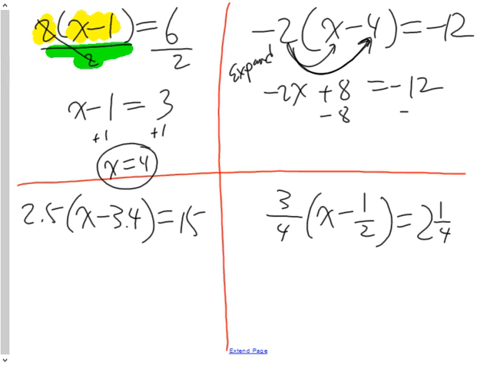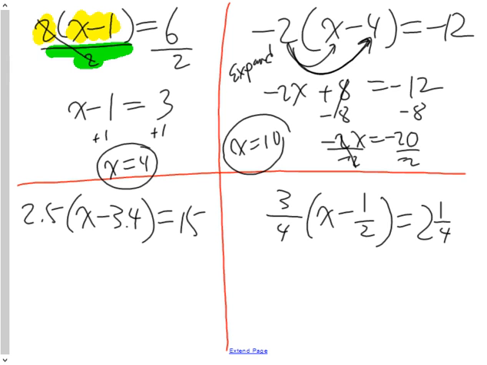You would subtract 8 from both sides. Negative 2x equals negative 20. Divide both sides by negative 2. And x will equal positive 10. So far, so good. So those are 2 different methods you could use. You could either divide both sides, like we did in the first one, by whatever the multiple is, or you can expand using distributive property.